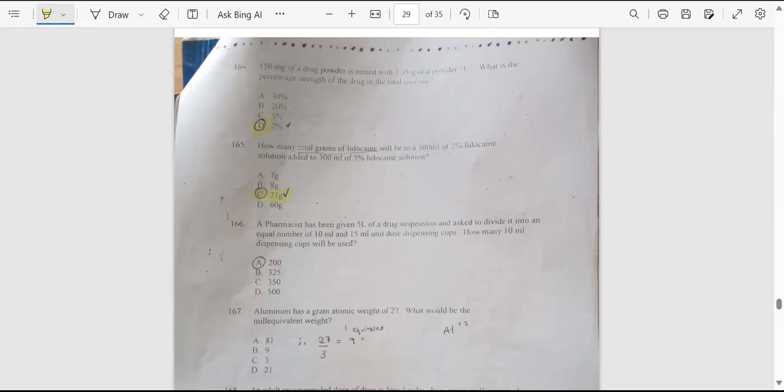Pharmacist has been given 5 liters of drug suspension and asked to divide into an equal number of 10 ml and 15 ml. How many 10 ml dispensing cups will be used? Yeah, share with us the calculation.